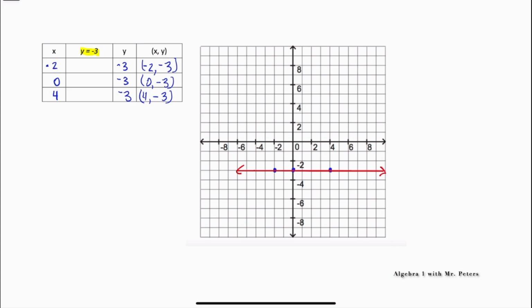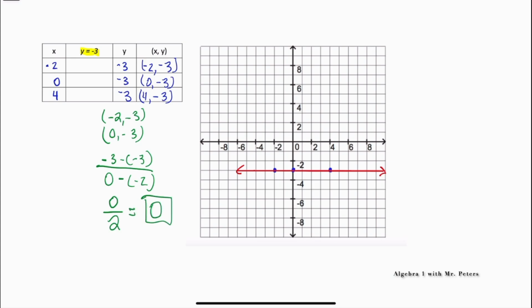And you could always use the slope formula to determine this. So let's say we came in and we used the first 2 points, (-2, -3) and then (0, -3). Once we plug this in, we'll have -3 minus -3 divided by 0 minus -2. So what happens is we're going to have 0 over +2, which is equal to 0. So there is a slope, it's just 0.